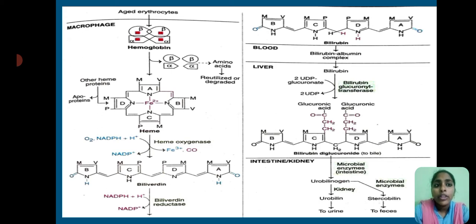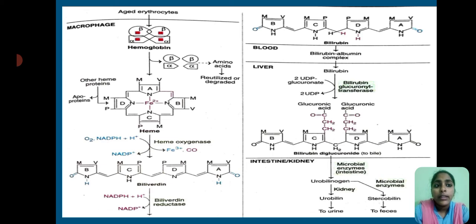Next, the bilirubin enters the blood and forms a complex with albumin. Here, in blood, the bilirubin-albumin complex is formed. From the blood, the bilirubin enters the liver, and in the liver, the bilirubin is converted into bilirubin diglucuronide by the enzyme bilirubin glucuronyl transferase. Here, 2 UDP-glucuronate is utilized and forms 2 UDP.